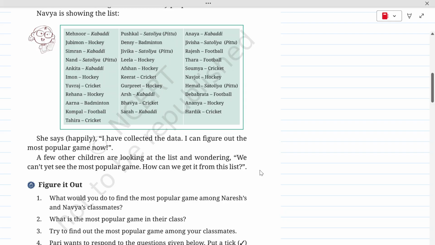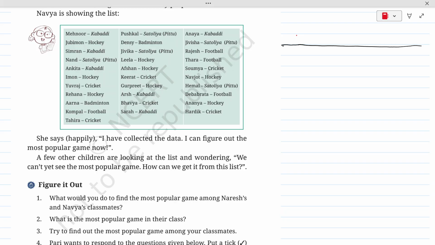So kids, what we are expected to do here is, we have this list which contains the name of the student in the class and their favorite games. Now, on the basis of this, we can always analyze what is the most popular game in the class. So we will do it in the form of a table. So let's do one thing. Let's create a table to solve this. Okay. So here I am making a table.